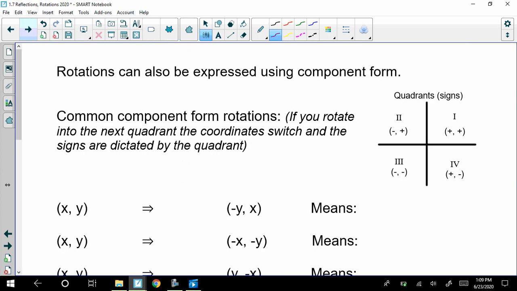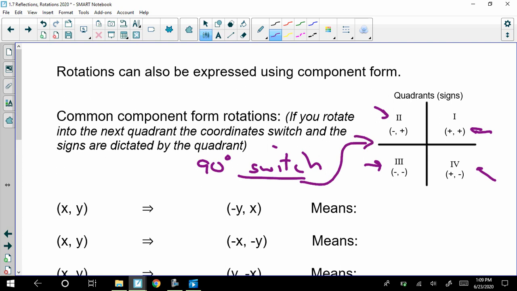So here's the way I look at it. So remember our quadrants. Quadrant 1, 2, 3, and 4. In quadrant 1, the signs of x and y are plus plus. In quadrant 2, x is negative, y is positive. Quadrant 3, both x and y are negative. And quadrant 4, x is positive and y is negative. So if you remember the signs, what happens is each quadrant you move over. So if you go 90 degrees, you switch the coordinates, and the sign is whatever the sign of the quadrant is. All right.